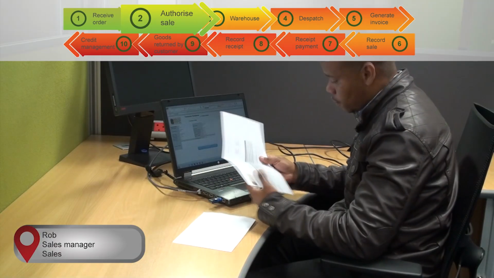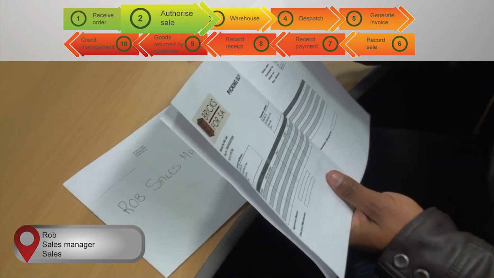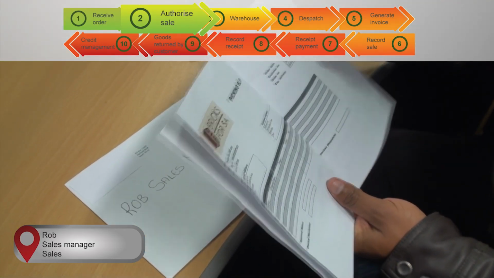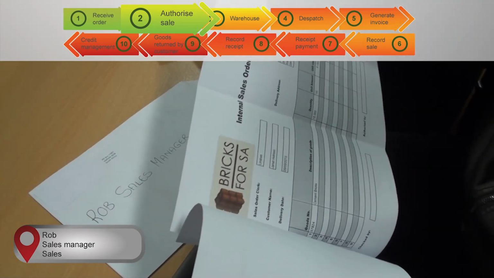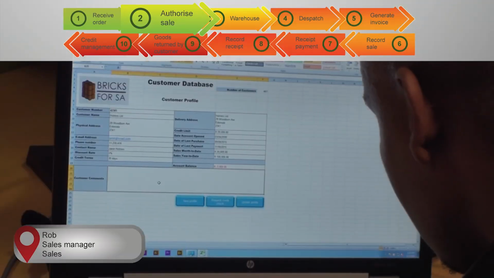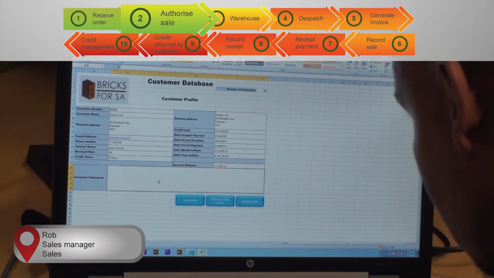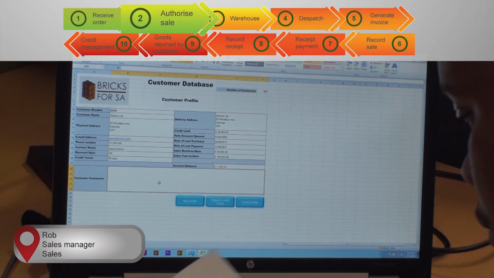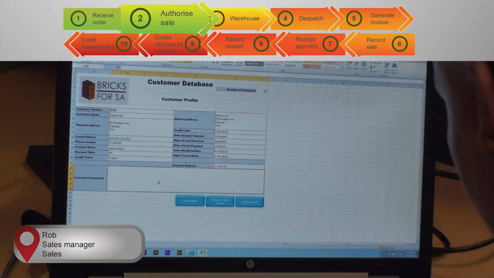Step 2 in this cycle is where the sale is authorized. We pick up from where Lindiwe sent the ISO and picking slip to Rob for approval. Rob has to confirm the following before he approves the documents. The order is from a valid customer. This is done by checking if the customer has a profile on the business's database, and that the customer will be able to pay for the order. This is done by checking the customer's credit limit on the system.